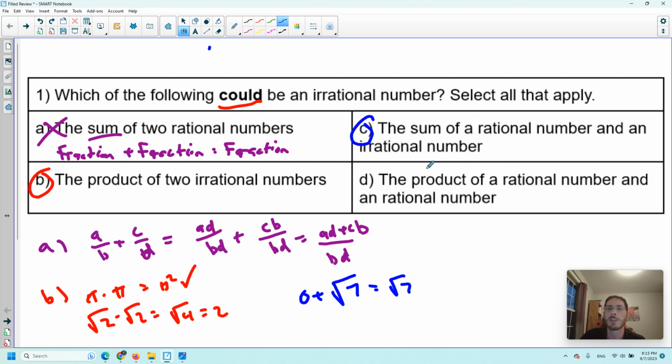And then the product of a rational number and a rational number. So it shouldn't be an irrational. If we multiply two fractions together, again, we saw this one in class as well. So A/B times C/D. When we multiply the fractions, we just multiply straight across, so AC over BD. So this one will never give us an irrational because we're always going to get a fraction back. A fraction times a fraction gives us a fraction back. So that's number one, a little bit of theory work.